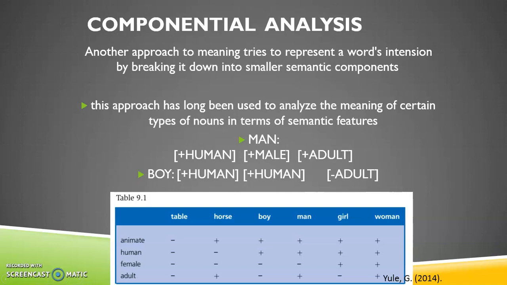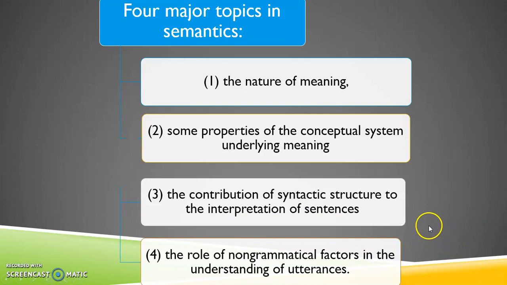Okay, and then we have componential analysis. It's another approach to meaning that tries to represent a word's intention by breaking it down into smaller semantic components. This approach has long been used to analyze the meaning of certain types of nouns in terms of semantic features. So we have, for example, a man: human, male, adult. A boy: human, male, not an adult. Then a table: not animate, not human. A mare: animate, not human, female. A stallion: animate, not human, not female, adult. Okay, very good.